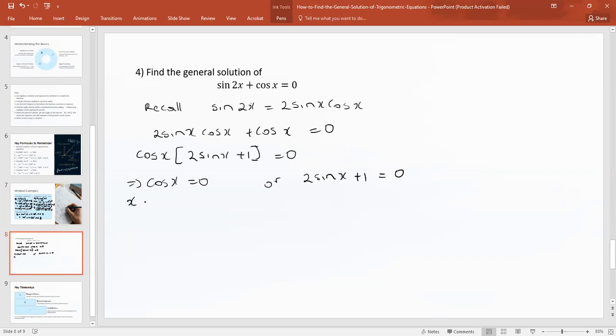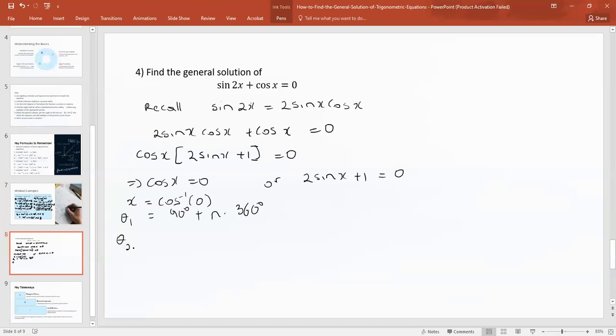We're going to have x equal to the arccosine, or inverse cosine, of 0, which is 90 degrees. So our first solution here is 90 degrees, plus n times 360 degrees.